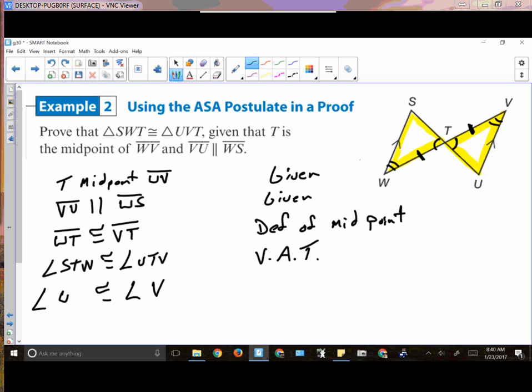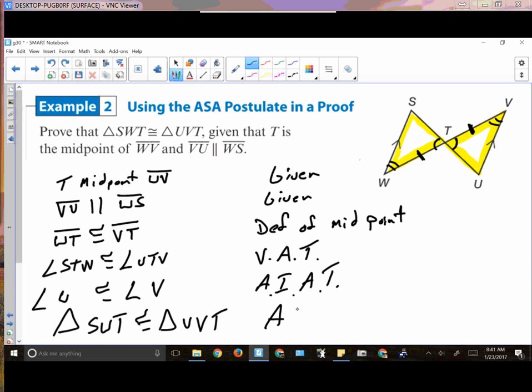Why? Well, that's AIA theorem, alternate interior angles theorem. Okay. Now, do I have enough to go and say that triangle SWT is congruent to triangle UVT? And the answer is yes. And what do I have to use for it? Angle side.